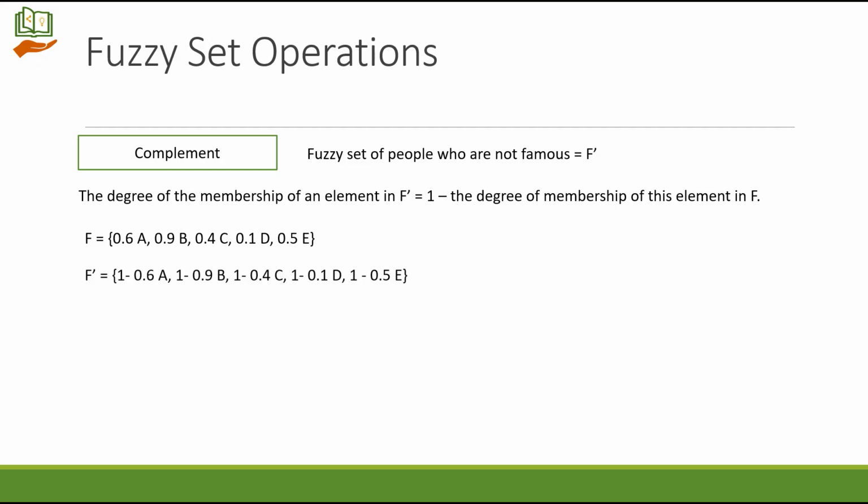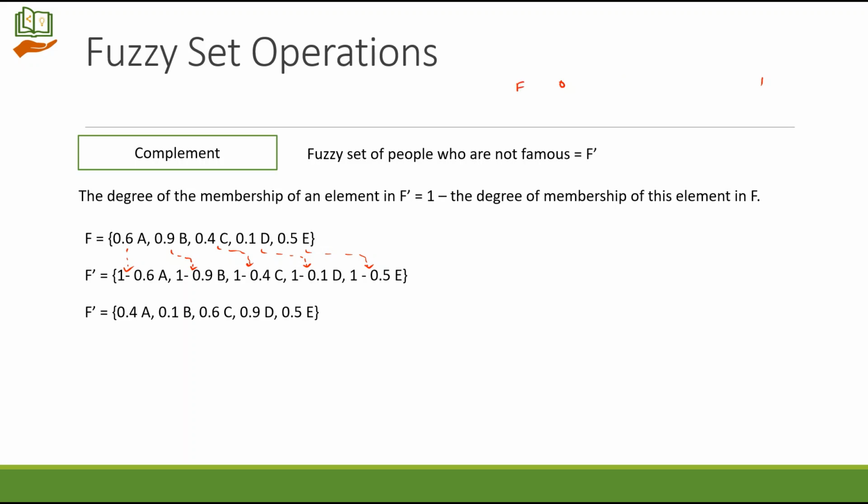So let's take F dash is equal to 1 minus 0.6, 1 minus 0.9, 1 minus 0.4, 1 minus 0.1, 1 minus 0.5. Now 1 minus 0.6 will give you 0.4, 1 minus 0.9 will give you 0.1, 1 minus 0.4 will give you 0.6, 1 minus 0.1 will give you 0.9, 1 minus 0.5 will give you 0.5.